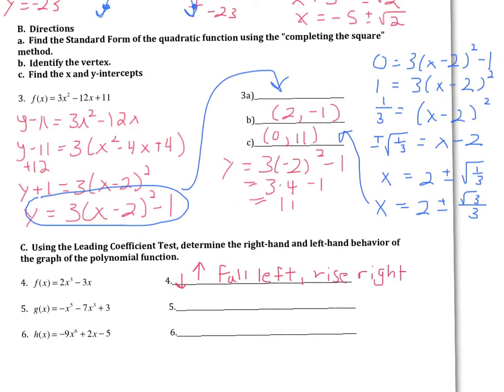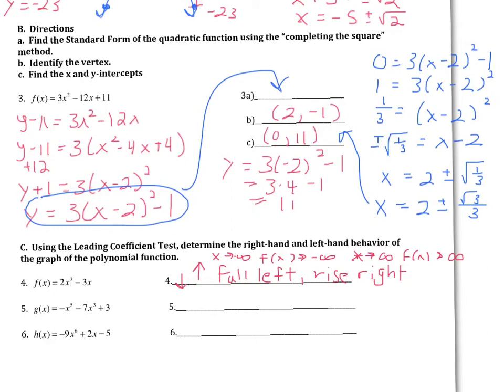If you want to write this out with the symbols we learned in class, that's fine. It would be as x approaches negative infinity, f of x approaches negative infinity, and as x approaches positive infinity, f of x approaches positive infinity.